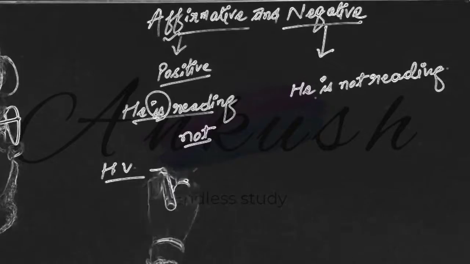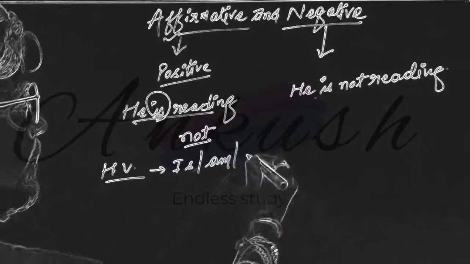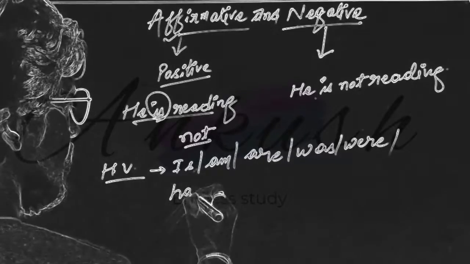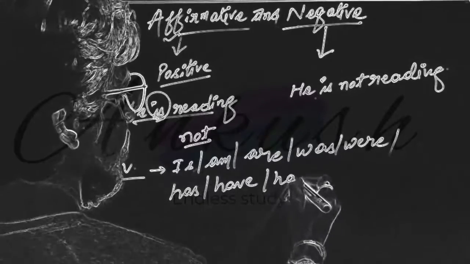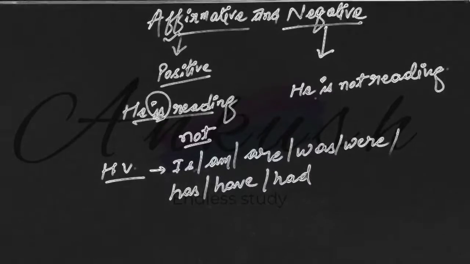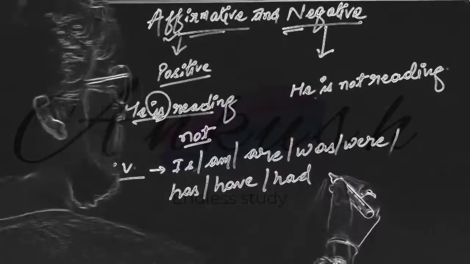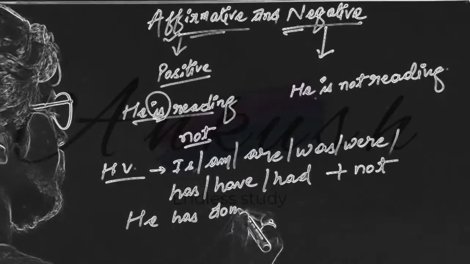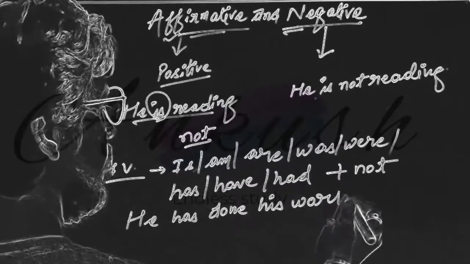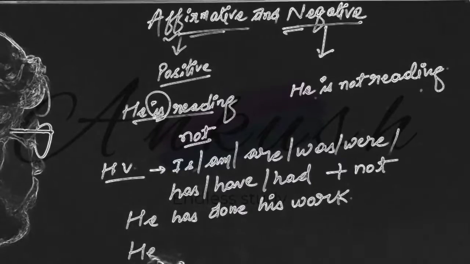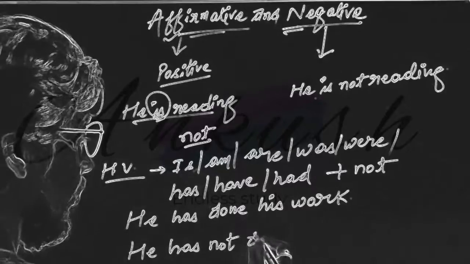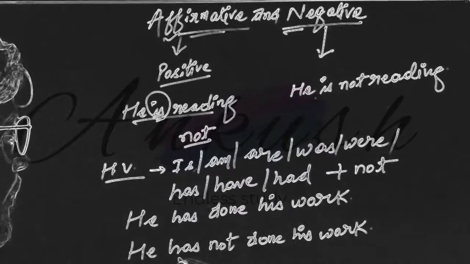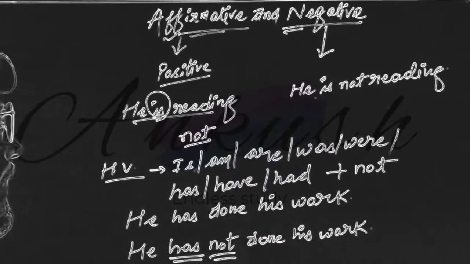So our helping verbs are like is, am, are, was, were, has, have, had. If these helping verbs are coming, then it's very easy to change an affirmative sentence into negative. Simply you add not. Suppose he has done his work. This is an affirmative sentence. He has not done his work. This is a negative sentence. So simply just after the helping verb, if you add not, the sentence will get changed into negative.